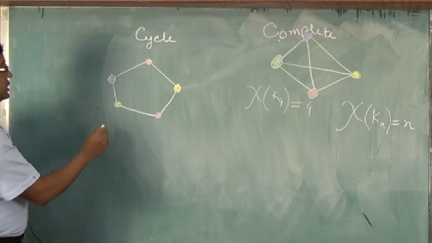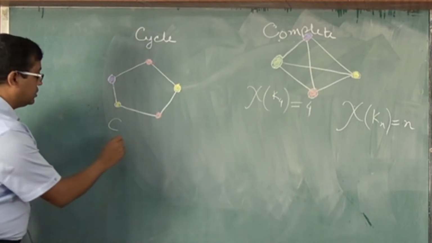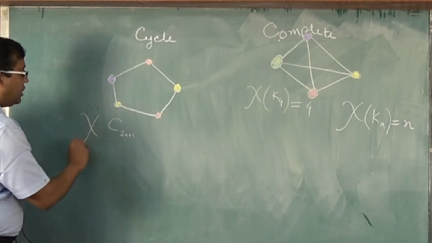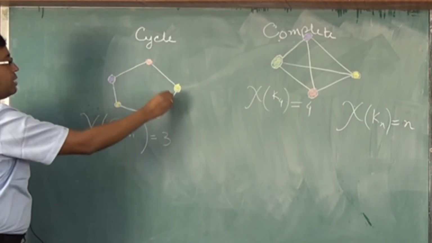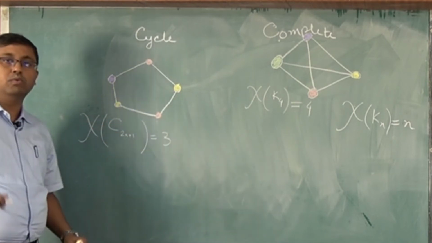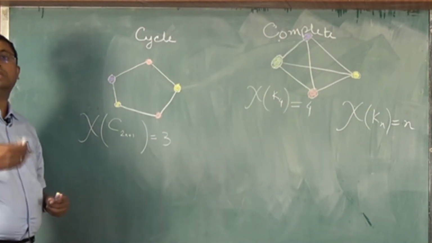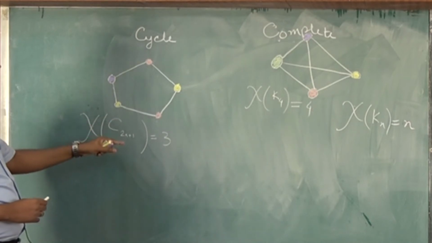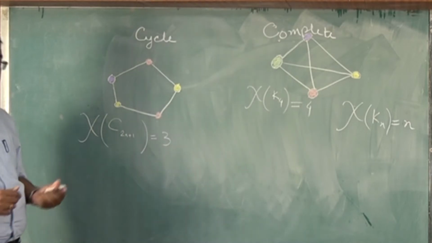So if I represent a cycle having an odd number of vertices, C of 2n plus 1 is the general form, so chi of C of 2n plus 1 equals 3, because the same thing will be extendable when the number of vertices increases to either 7 or 9 or any other odd number. So any cycle having an odd number of vertices has chromatic number equal to 3.